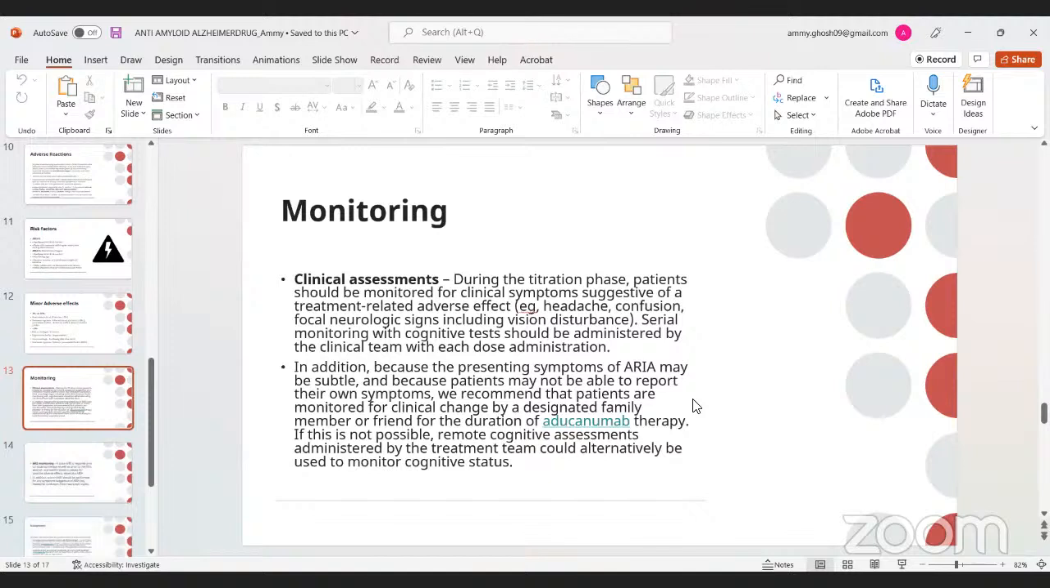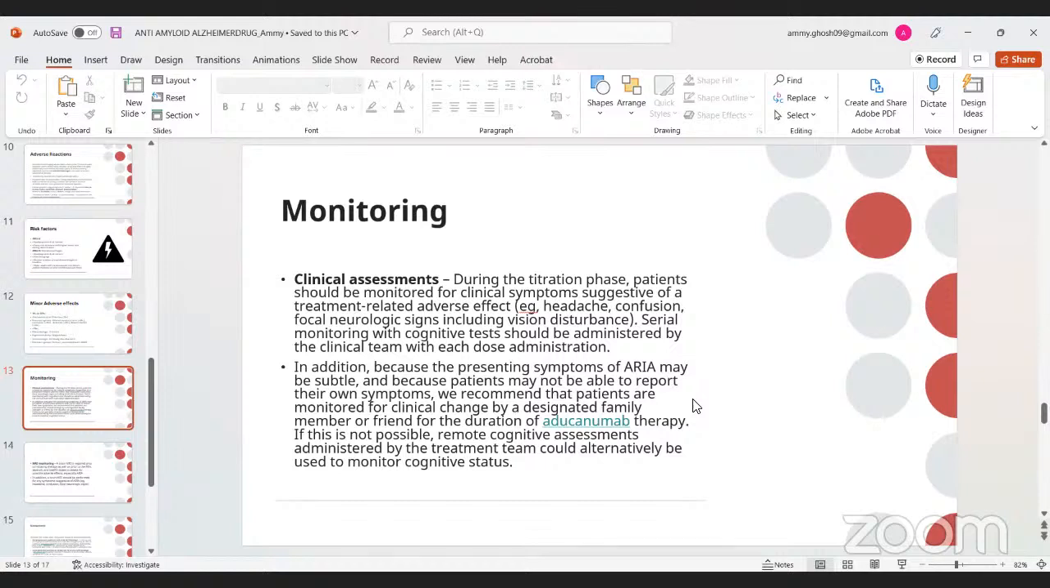So how should we monitor? We have to clinically assess the patient throughout their medication. During the titration phase, patients should be monitored for clinical symptoms suggestive of treatment-related adverse effects, like headache, confusion, any kind of focal neurological sign, including vision disturbance. Serial monitoring with cognitive tests should be administered by the clinical team with each dose administration.